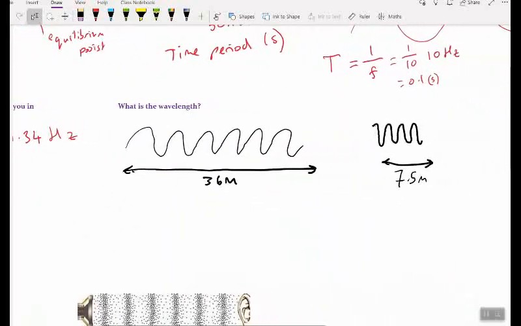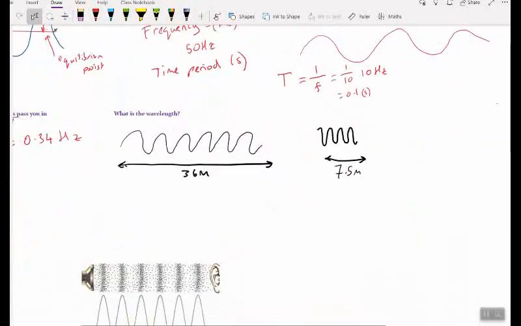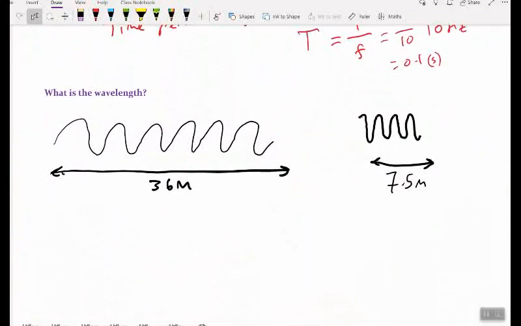What is the wavelength? So let's look here. If we've got this set of waves here, how would we work out the wavelength? Well, we've got a label of 36 meters, but it hasn't been given from a peak to a peak, so we have to figure it out. Wavelength is the distance of one complete wave, so we count how many complete waves there are. If we start from here, that's 1, 2, 3, 4, 5, and 6. So there's 6 waves in 36 meters. That would give us each wavelength is 6 meters.